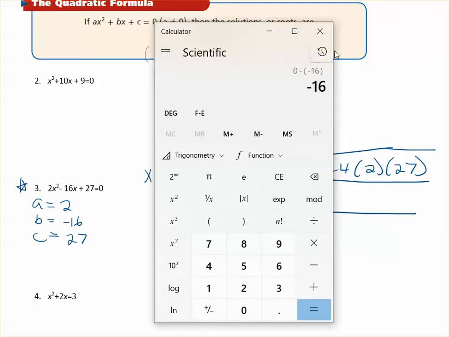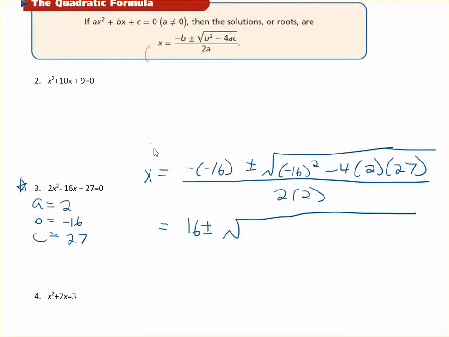And now I have so many negatives. Negative 16 times a negative 16 is positive. See, it still has a 0 minus. I still have something going on in this problem. Yeah, it's positive 256. Okay, so 256 minus, now I have to take 4 times 2 times 27.